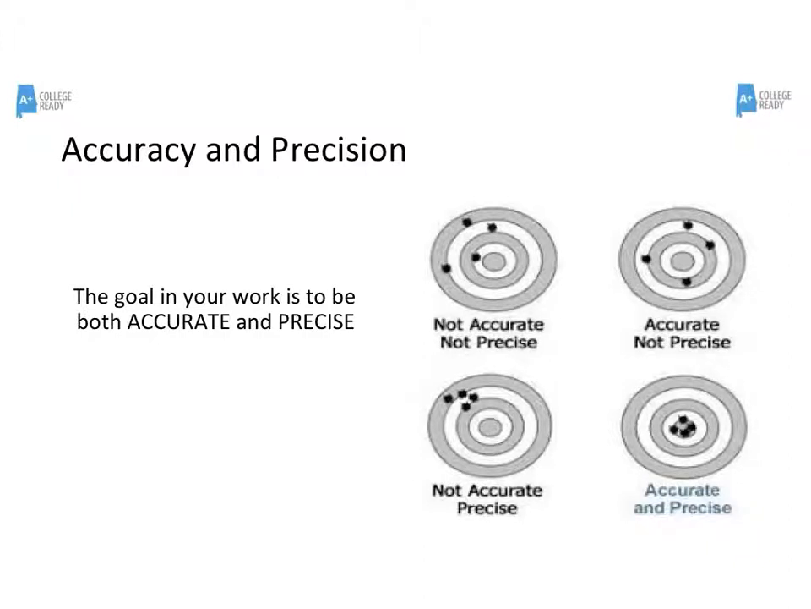If you take a look at this diagram with the bullseye, you'll see if you hit the bullseye, which is the standard, that would be accurate. If you hit the same area over and over again, like this player did, you're very precise. You're doing the same thing wrong again and again, but you're not very accurate. You're not hitting the standard. In this situation, you are both accurate, you've hit the standard, and you're also precise. You're hitting that standard over and over again.